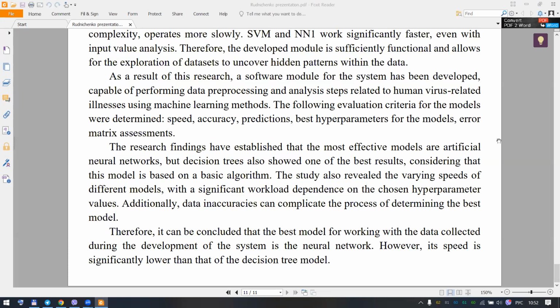Therefore, it can be concluded that the best model for working with data collected during the development of the system is a neural network. However, its speed is significantly lower than the decision tree model, so it's kind of a problem to deploy it in production, but it's the new field of our future research.